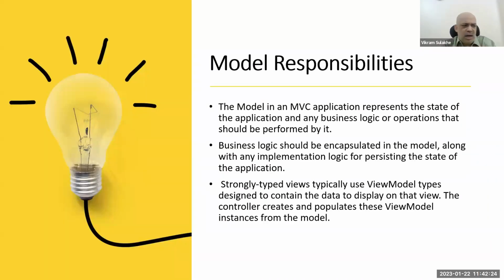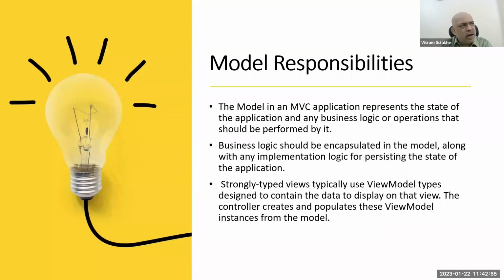Let's look at what the model does for you. So the model in the MVC application represents the state of the application. Another word for state? What do you mean by state? An easier word for state: status. The data. Whatever data you want to show, whatever data you want to hold is called the state.